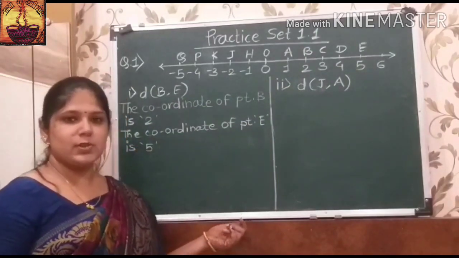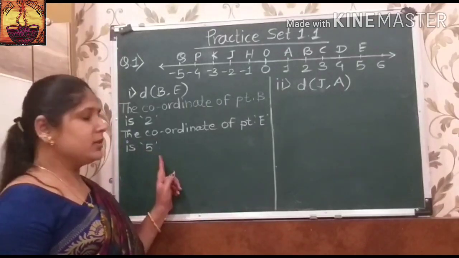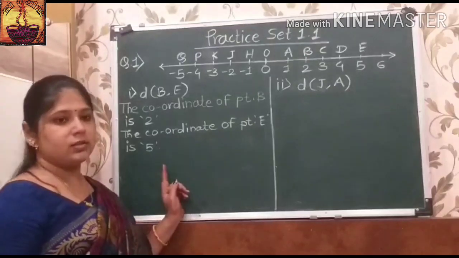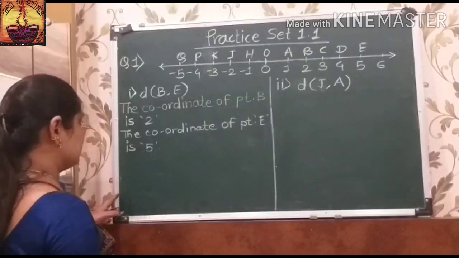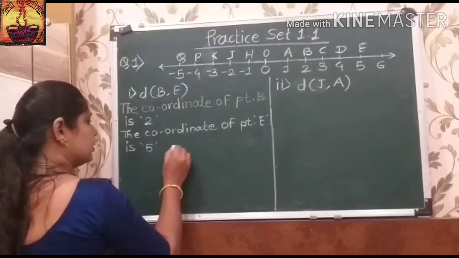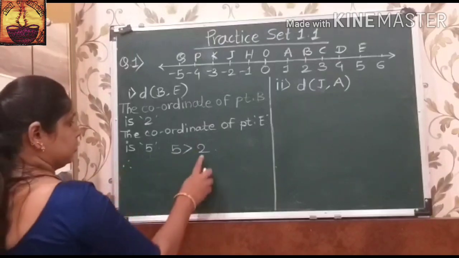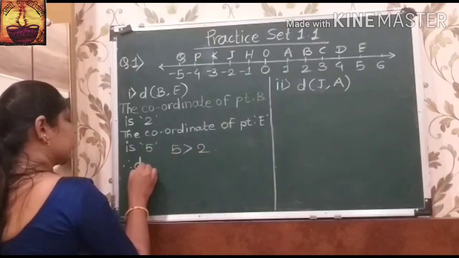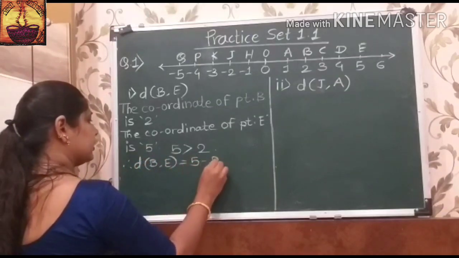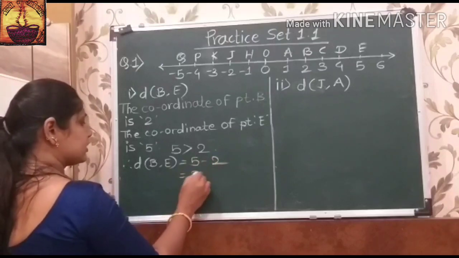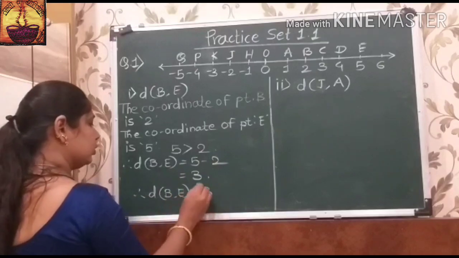For finding the distance between any two points, we first write the coordinates of these points and then we subtract the smaller number from the larger number. Here 5 is greater than 2. Therefore, we have to subtract 2 from 5. Distance BE is equal to 5 minus 2, which is 3. Therefore, distance BE is equal to 3.